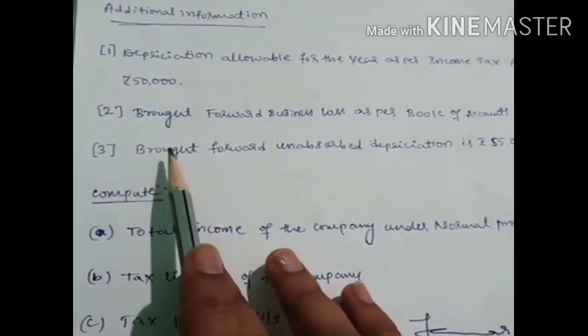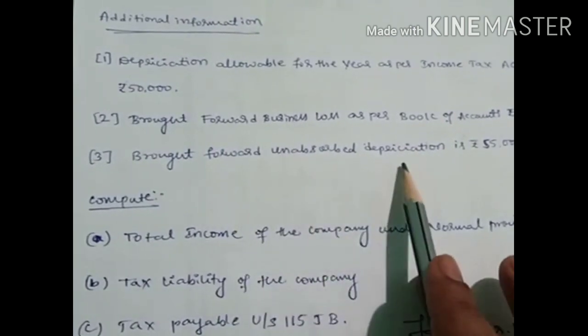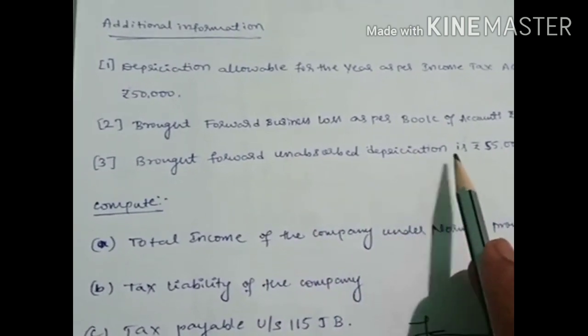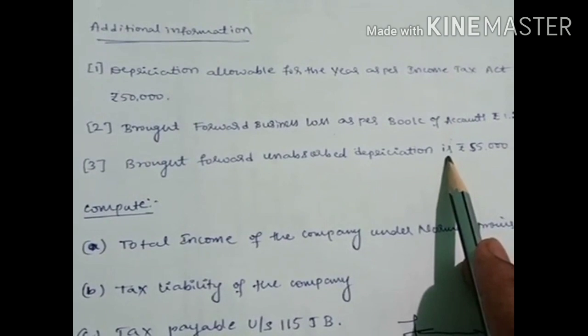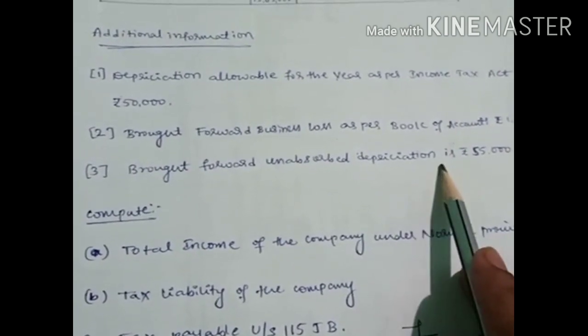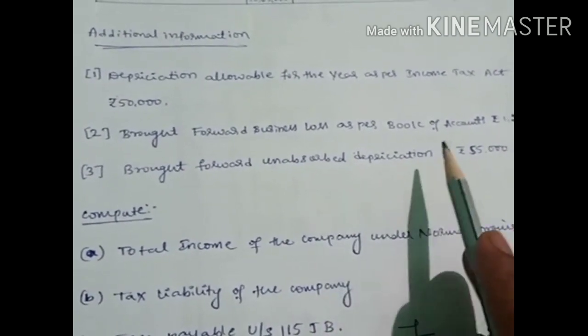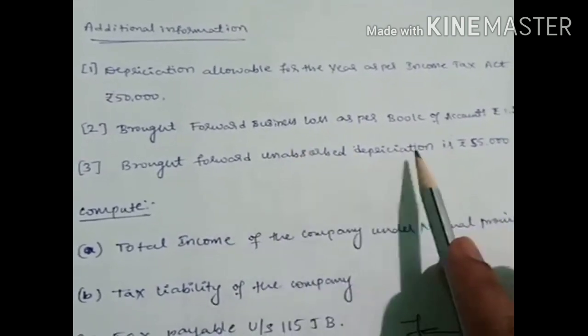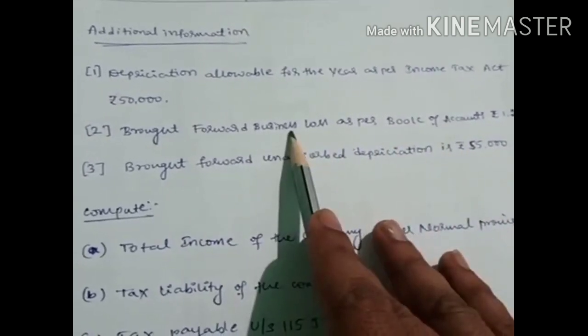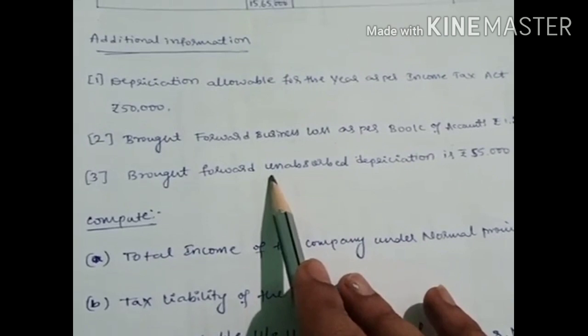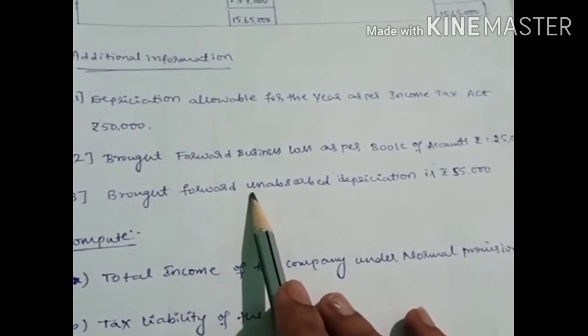The third adjustment is brought forward unabsorbed depreciation. Here they don't mention whether it is related to books of accounts or as per IT. Assume that it is related to IT only, so it comes under step number 1. So this one comes under step number 2, and this one comes under step number 1, for computation of taxable income under normal provisions of IT.